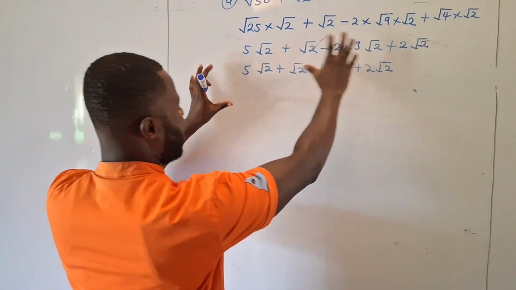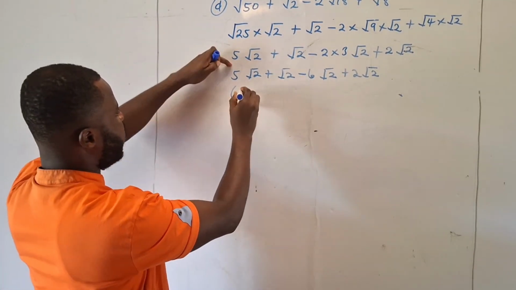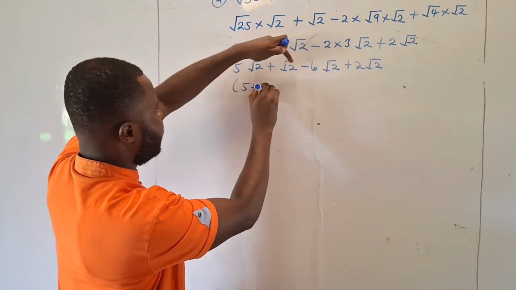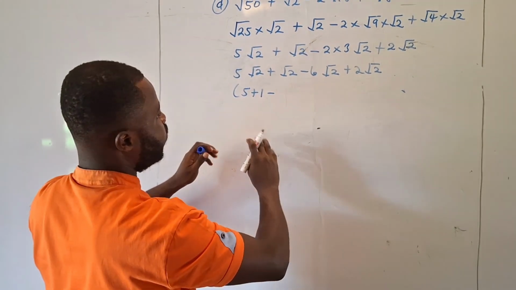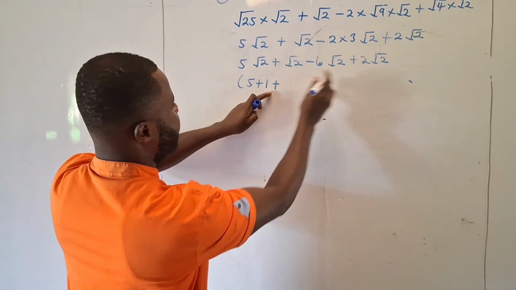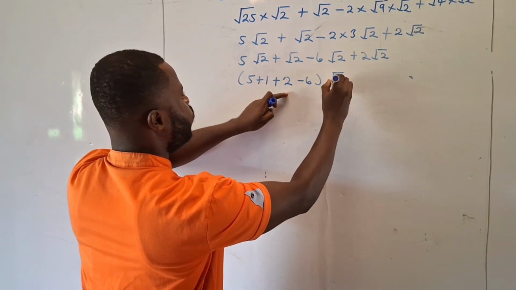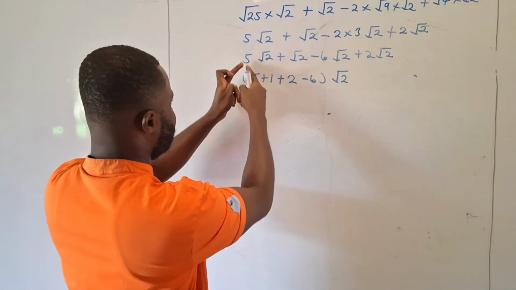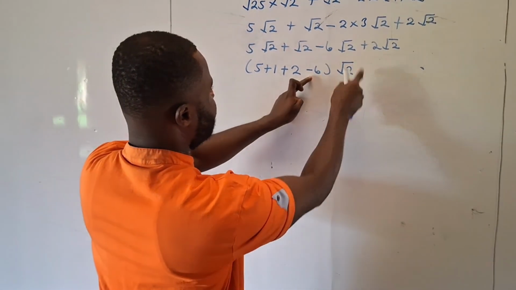Now you see that they have become a simple, common root. So let's group them. Now we have 5 plus 1, as we all know, then minus. Let me group the additions to one side: 5 plus 1 plus 2 minus 6 or root 2. So you group the front numbers, 5, there's 1, then plus 2 minus 6 or root 2.